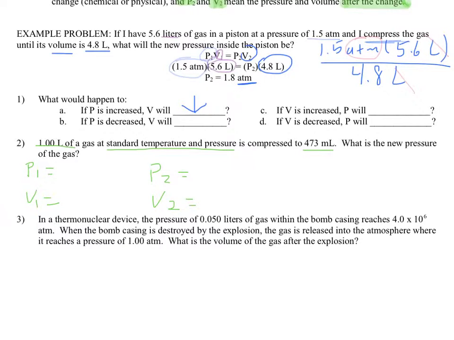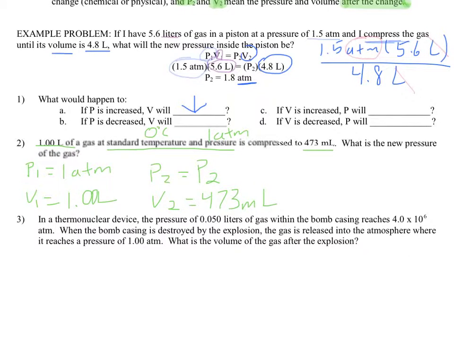Okay. Pressure 1, do I have a pressure 1? I have standard temperature and pressure, which means 0 degrees Celsius and 1 ATM. Therefore, my starting pressure is 1 ATM. My volume 1 is 1 liter. Pressure 2, I don't think I have one, so that's probably going to be my variable. And volume 2, I have 473 milliliters.